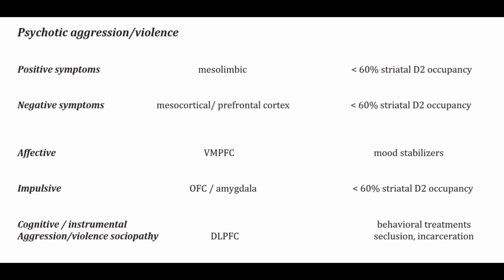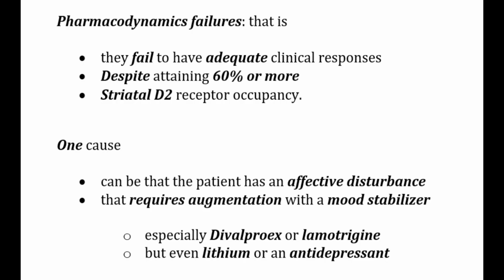Impulsive psychotic aggression is related to OFC and amygdala, and the remedy is similar to the positive symptoms and negative symptoms. Cognitive or instrumental aggression and violent psychopathy is related to DLPFC and can only be improved by behavioral treatments, seclusion, or incarceration. Pharmacological failure is to have inadequate clinical response despite attaining 60% or more striatal D2 occupancy.